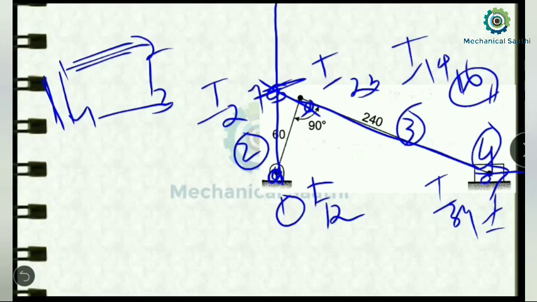Okay, so now we need to calculate this distance. We can calculate it by using sine, the sine of the angle. So now let us first calculate this angle. In this triangle we know that this side is given as 60 mm, and this angle we can find out to be 90 degrees.